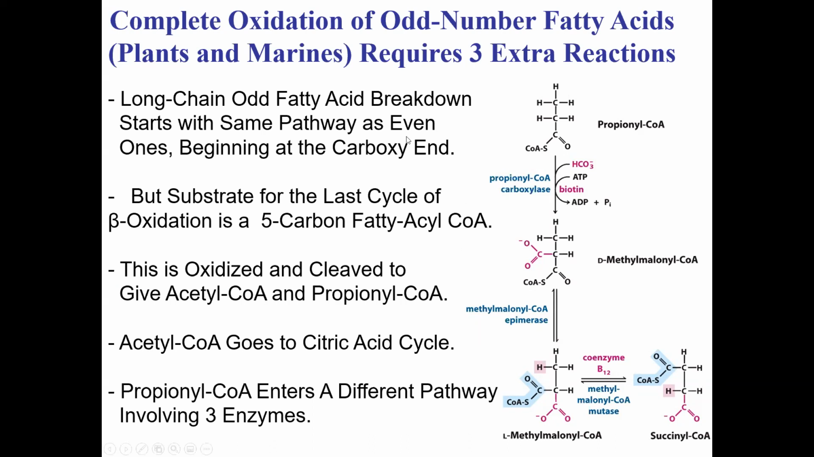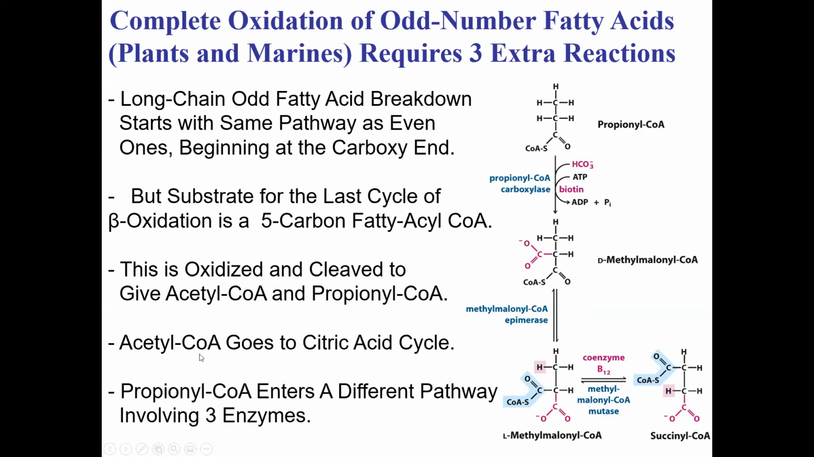So remember, that's what is listed here. Long chain odd fatty acid breakdown starts with the same pathway as even ones, beginning at the carboxy end, right? But the substrate for the last cycle of beta oxidation will be a 5-carbon fatty acyl coenzyme A. And when you break that down, it will cleave to give you a molecule of acetyl coenzyme A and a 3-carbon activated fatty acid, which is propionyl coenzyme A, the structure of which is shown here in the top right.